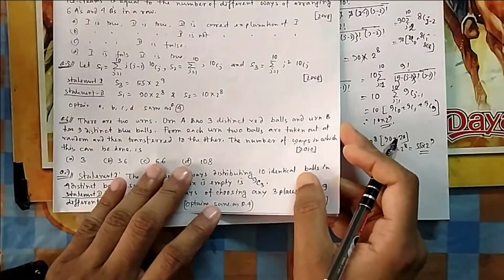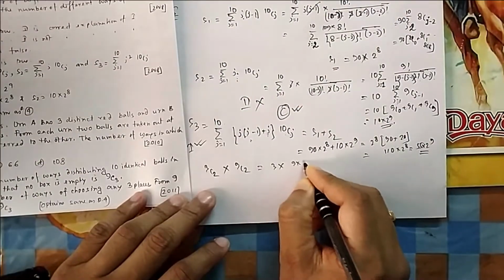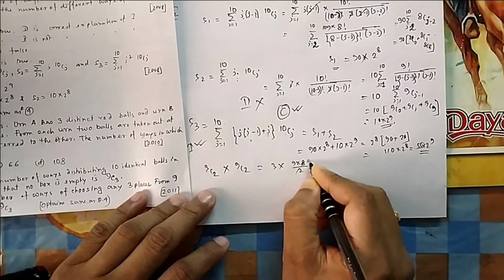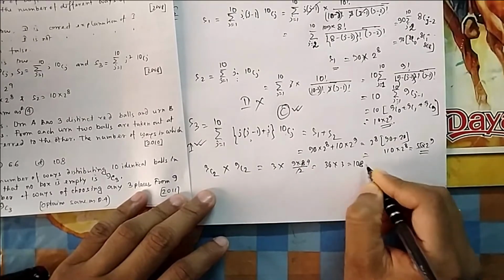The number of ways it can be done is 3C2 into 9C2, that is 3 into 9 into 8 divided by 2. 4 9s are 36, into 3 is 108. That is your option D.